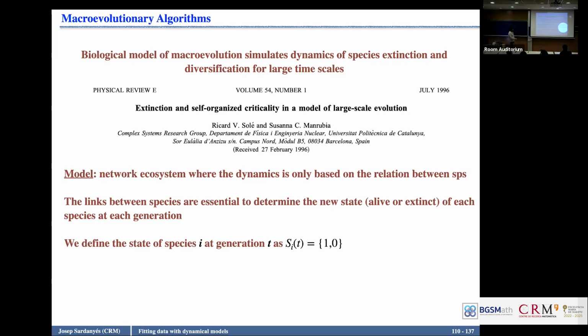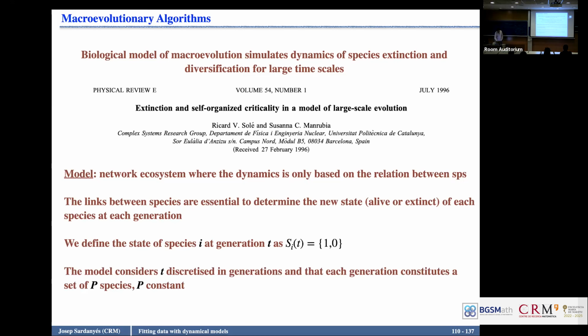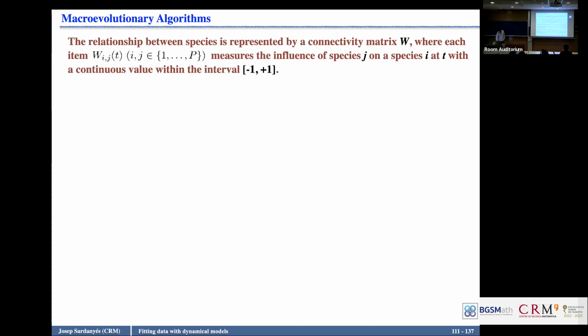So we define the state of a species i at generation t as S_i(t), that is, it can be 1 or 0, alive or dead. And here, let's assume that P is constant, so we have a constant population of species. We could play with this, we could make it not be constant, but we usually assume that it's constant.